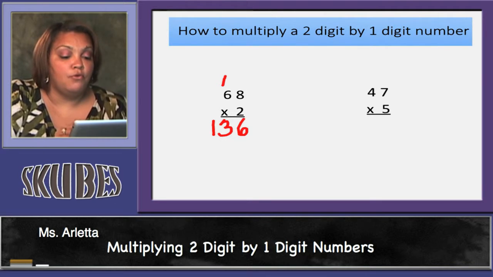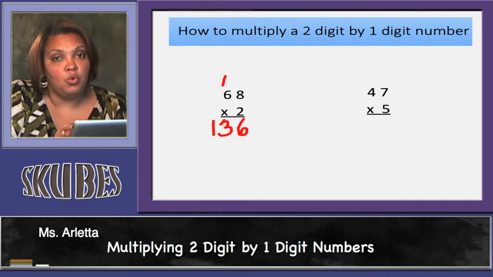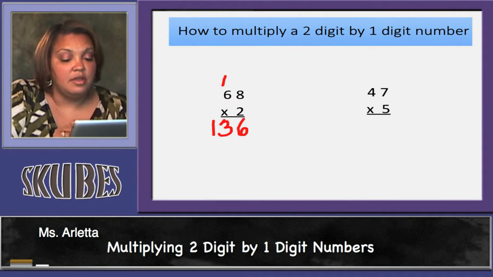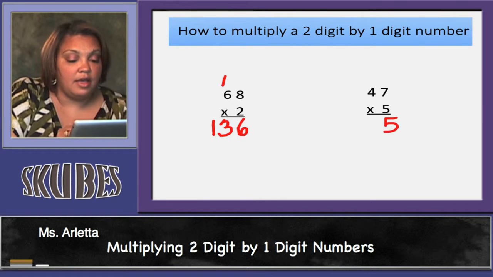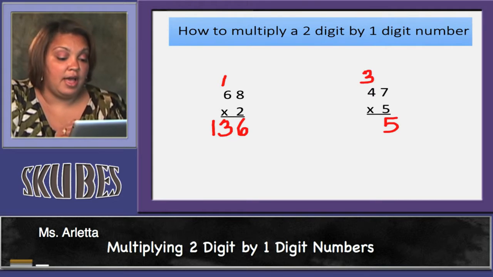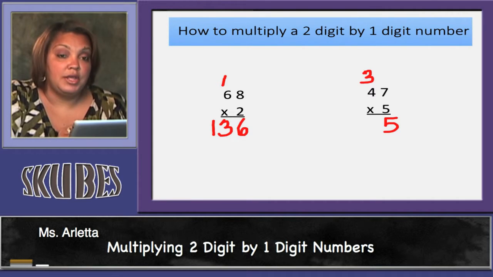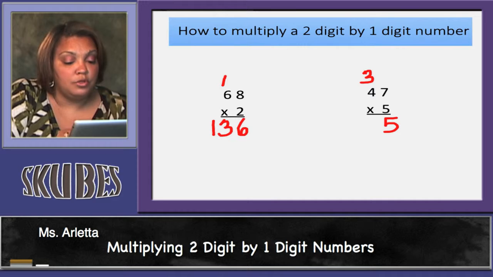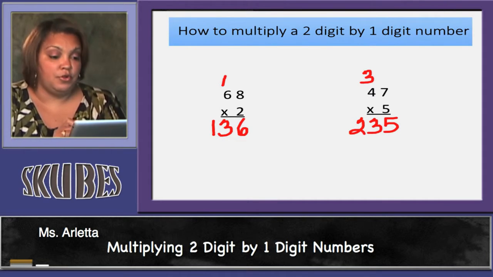Let's try another one. 47 times 5. 5 is your multiplier. 47 is your multiplicand. And like I said, you always start by multiplying it by the ones digit first and then multiplying it by the tens digit. So 5 would be multiplied times 7. 5 times 7 is 35. You would put your 5 there, but carry your 3. 5 times 4 is 20, and you have to add that 3. 20 plus 3 is 23. So your answer is 235.